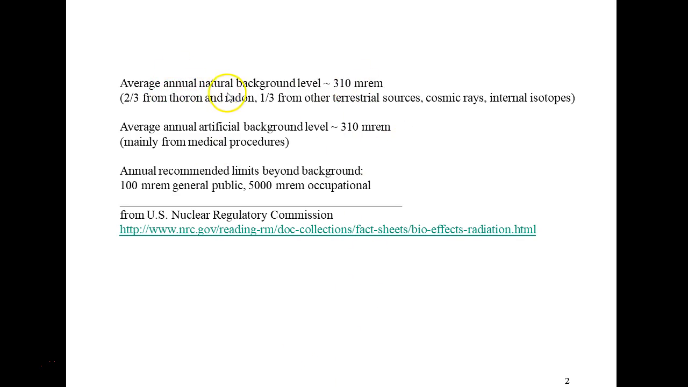Okay, just some numbers that you can look at on this slide. What's the average annual natural background level of radiation? It's around 300 millirem. And that's going to be coming from, again, natural sources. About 2/3 is from thoron and radon in our Earth. 1/3 is from other terrestrial sources, so other isotopes in the Earth. And also we have cosmic rays coming from the sun.